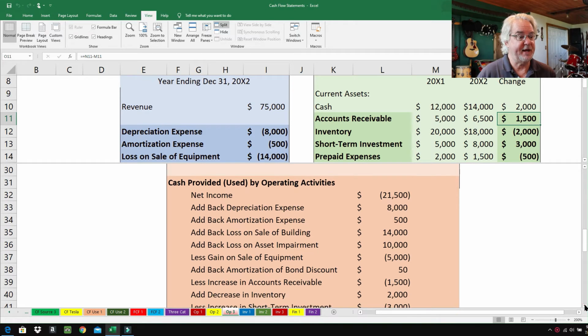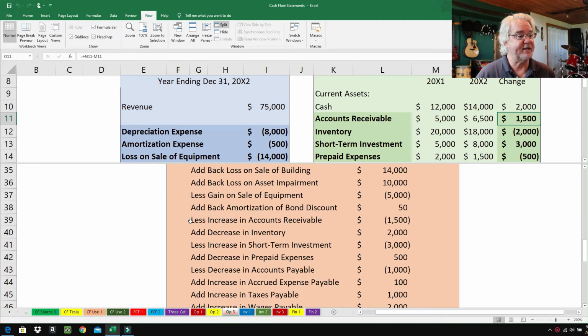So coming down here to the cash flow statement, we write it like this: less increase in accounts receivable, minus $1,500, because it reduces your cash flow. Inventory was $20,000, now it's $18,000, so the inventory has dropped by 2. Now when inventory goes down, hopefully that means you're selling your inventory, and if you're selling your inventory, you're probably getting cash. So selling that inventory, here's how we write it: add decrease in inventory, $2,000, and that's a positive $2,000.